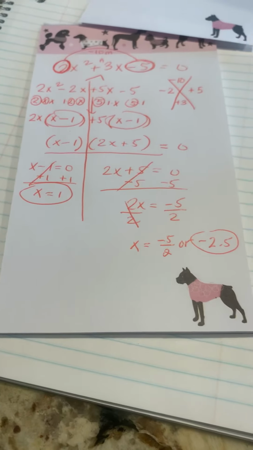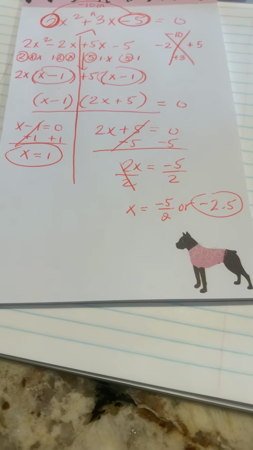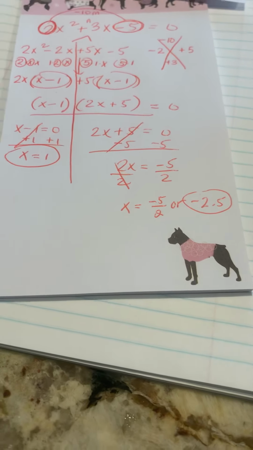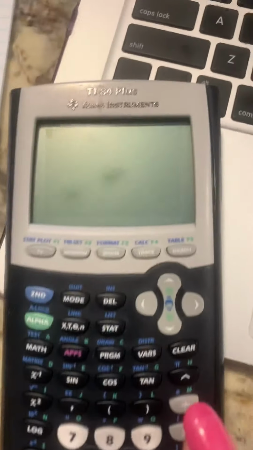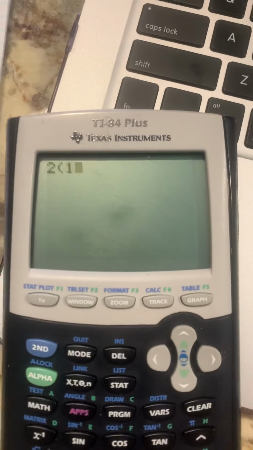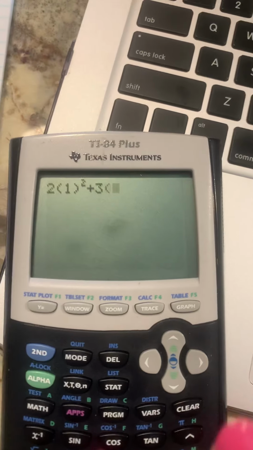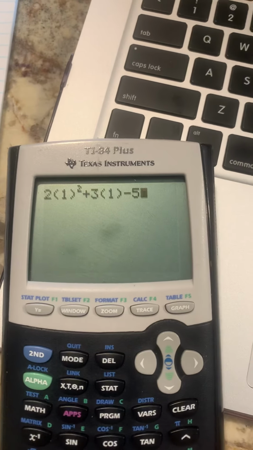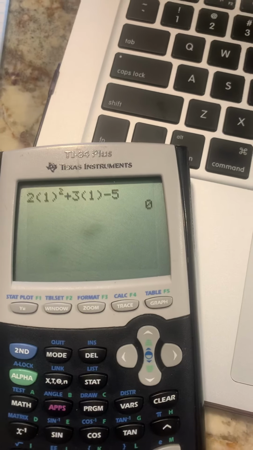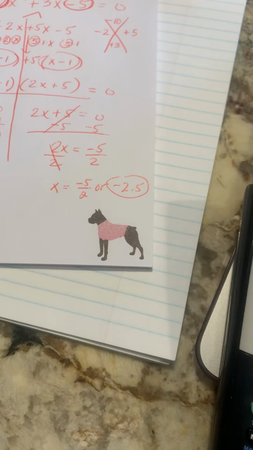Again, I can check my answers on my graphing calculator. Wherever I see an x, I'm going to substitute the solutions. My first solution was 1, so wherever I see an x, I'm going to substitute 1. So 2 times 1 squared, plus 3 times 1, minus 5. It's supposed to be equal to 0. It is. Very good. Now I'm going to substitute my other answer, which was this fraction or decimal.